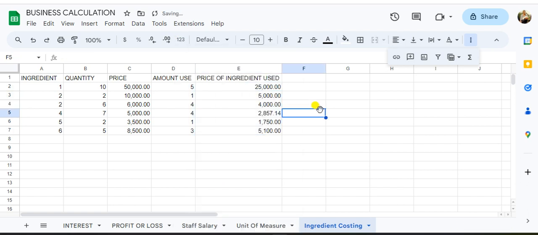This will help you do your costing for that particular production, so you can determine your profit immediately for that same production. So this is how you can do your ingredient costing.